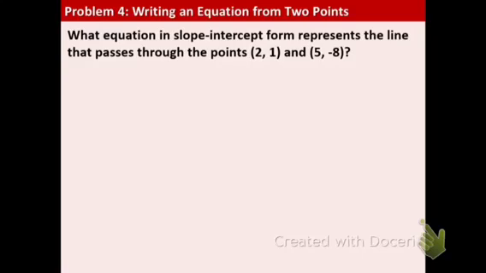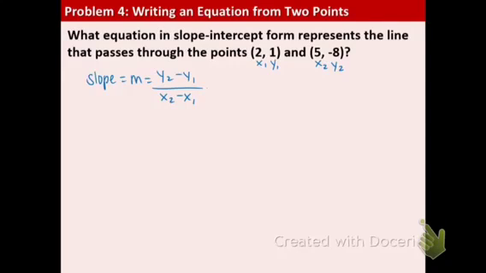The first thing that we want to do is use the 2 points to find the slope. So we're going to have this first point be x1, y1, and the second point be x2, y2. Now we're going to use the slope formula. Slope equals m, which equals y2 minus y1 over x2 minus x1.